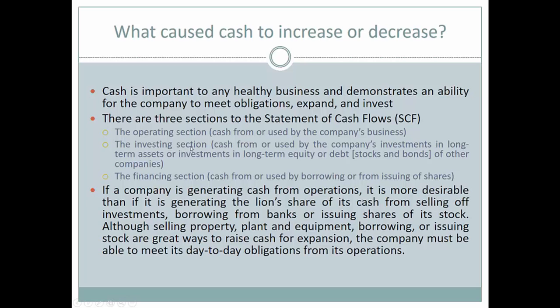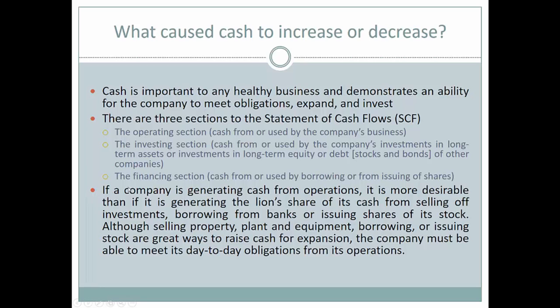Additionally, there's an investing section. This is cash from or used by the company's investments in long-term assets, and that's going to be our focus for this semester. We're not going to be looking at investments in long-term equity, debt, stocks, or bonds of other companies, although that can be used, and that's the way a company can invest its extra cash and earn extra money. Primarily what we're going to be looking at in a basic principles class will be long-term assets.